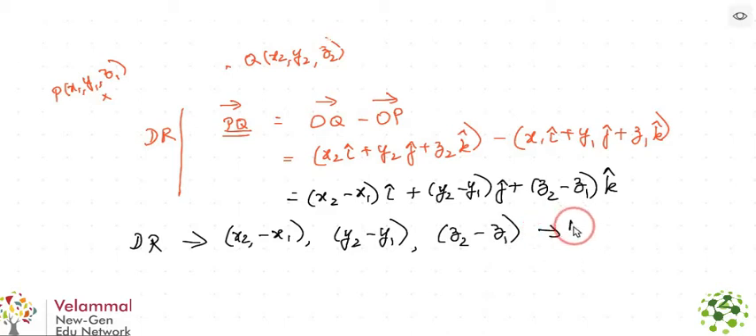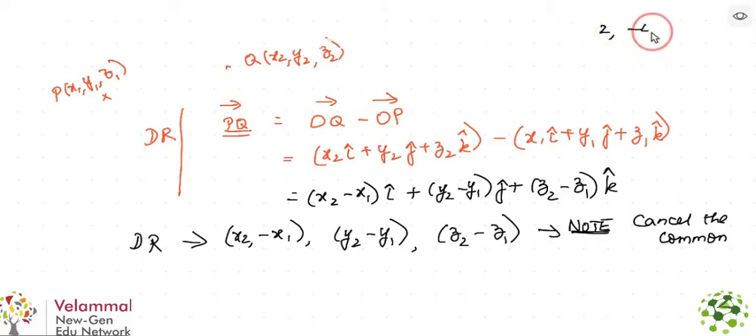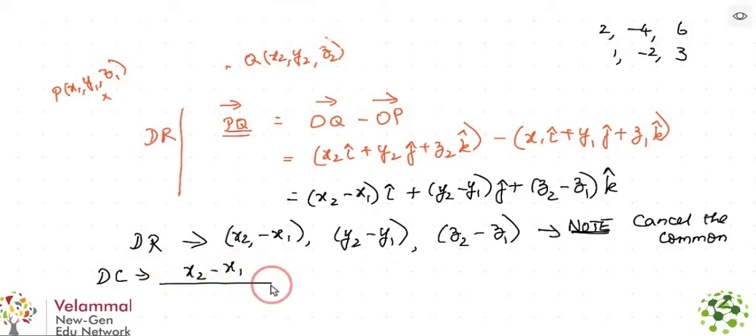What you need to remember here carefully is that when you find the direction ratios, you need to cancel the common factor, because it is a ratio. If there is anything in common, you should cancel. It means you cannot say the direction ratios are 2, minus 4, 6. You should tell it is 1, minus 2 and 3. Very, very important.